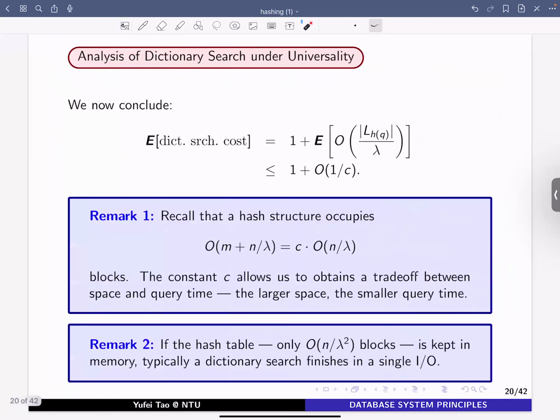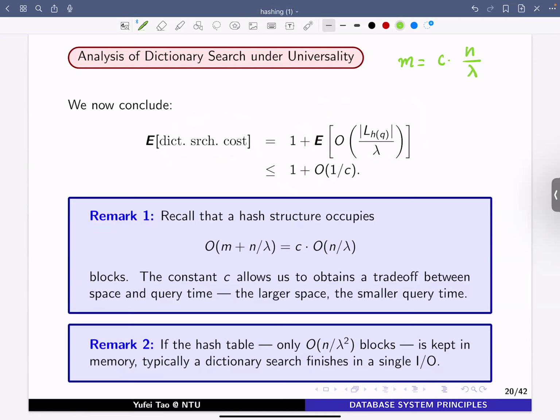So now with everything combined, we're able to conclude that under the universality property, you are able to prove that the expected dictionary search cost is 1 plus this term that we just analyzed. And the 1, of course, stays here, but this term is something that could be made very small. So this is a big O of 1 over c. Okay. So remember, the value of m is set to c times n over lambda.